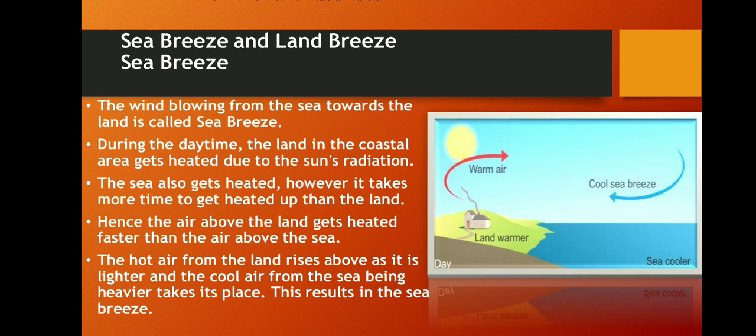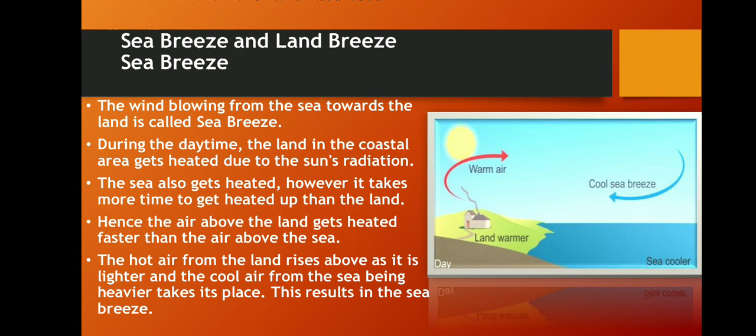During the daytime, the land in the coastal area gets heated due to the sun's radiation. The sea also gets heated, however, it takes more time to heat up than the land. Hence, the air above the land gets heated faster than the air above the sea. The hot air from the land rises as it is lighter, and the cool air from the sea, being heavier, takes its place. This results in the sea breeze.